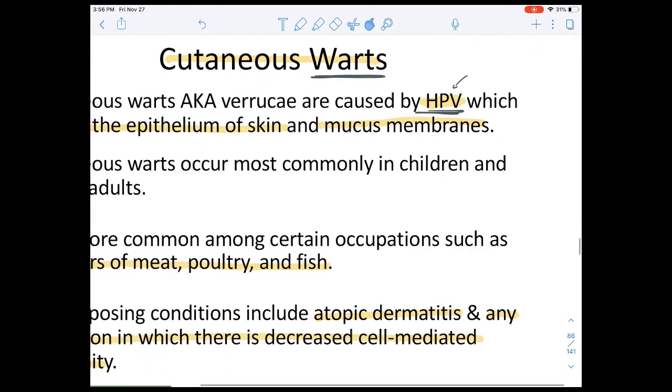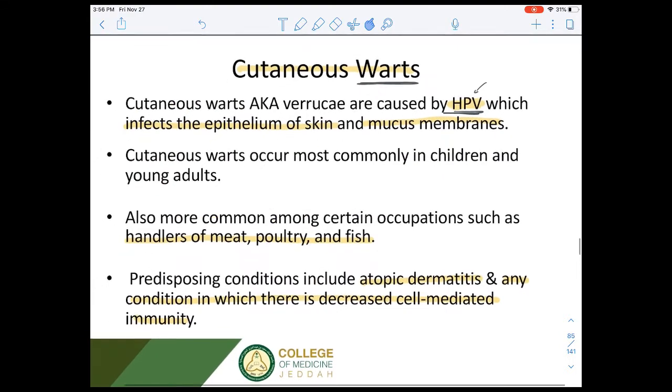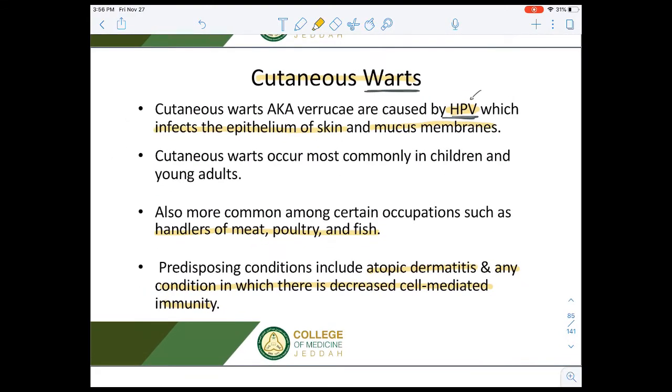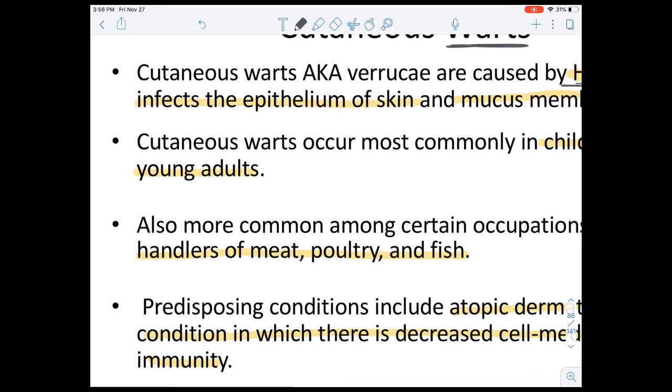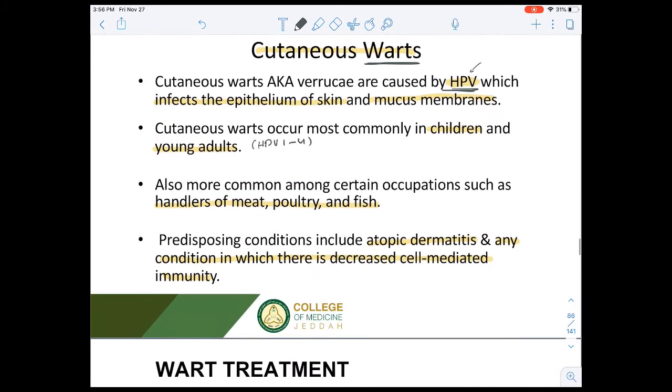And so these become very important in understanding the effects of HPV on the body. And then the cutaneous warts most commonly arise in children and in young adults. They're typically caused by HPV 1 through 4, so 1, 2, 3, and 4 are very important to remember for cutaneous warts. They were most commonly observed, by research that was done, among handlers of meat, poultry, and fish.